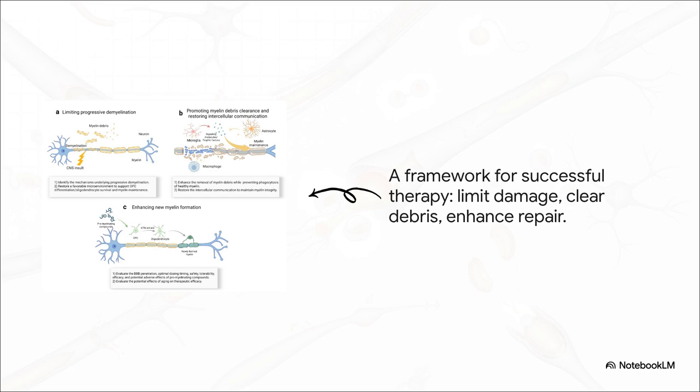First, you have to limit the ongoing demyelination. Second, you have to promote the efficient clearance of inhibitory myelin debris. And third, you have to directly stimulate OPC differentiation and new myelin formation. These are not independent goals. They're actually interdependent requirements for functional repair.